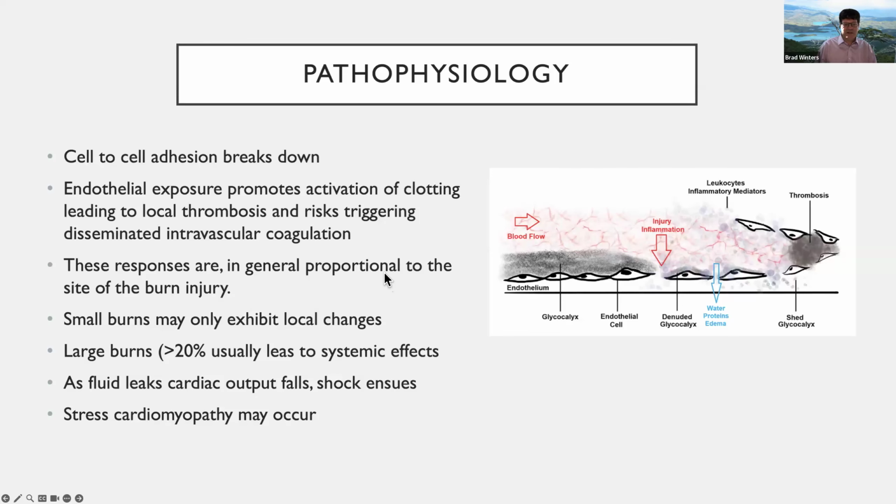And of course, as you can imagine, all of this leads to cardiac output dropping and shock ensuing, and stress cardiomyopathy can occur secondary to all those inflammatory mediators, leading to a layer of cardiogenic shock on top of hypovolemic and hemorrhagic shock. So these patients can have multiple shocks all at the same time, which of course increases the risk of mortality. In fact, the risk of mortality is age related.